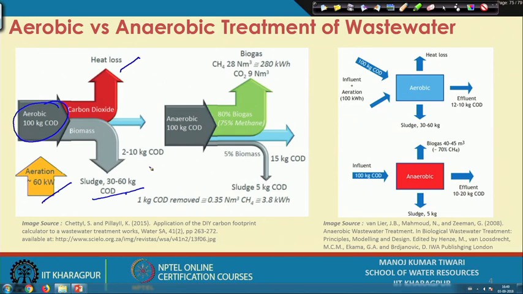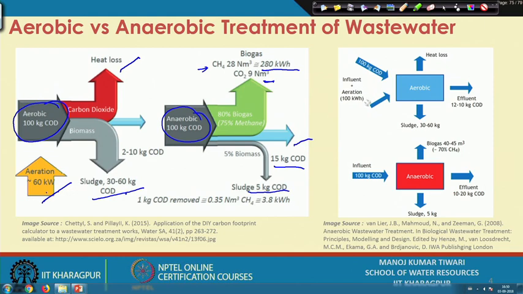In the anaerobic system, if you feed the same 100 kg of COD, just around 5%, meaning around 5 kg of COD, goes to biomass, and around 15 kg goes with the effluent. There is biogas generation: some carbon dioxide, but a significant amount of methane, which has a potential of around 280 kilowatt hour. So, giving 60 kilowatt, generating 280 kilowatt. That is the basic difference, though these numbers vary.